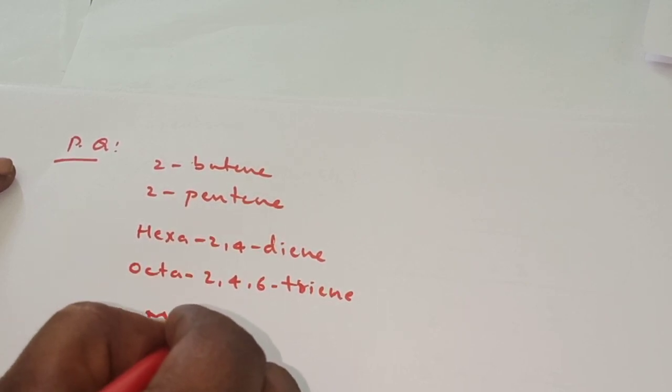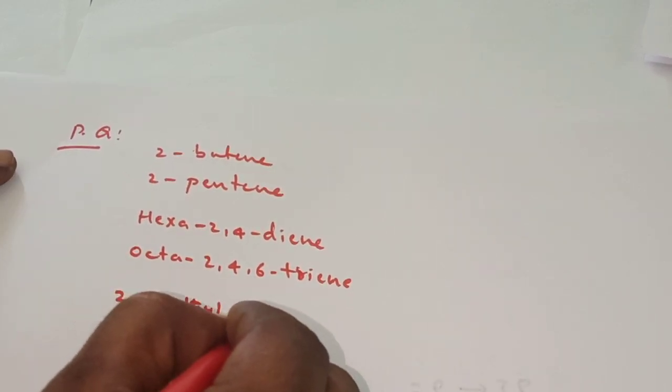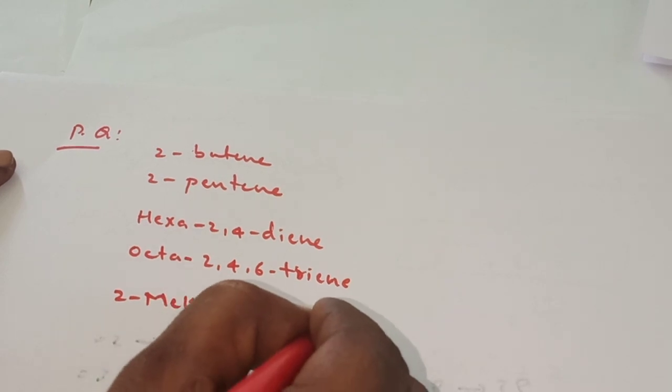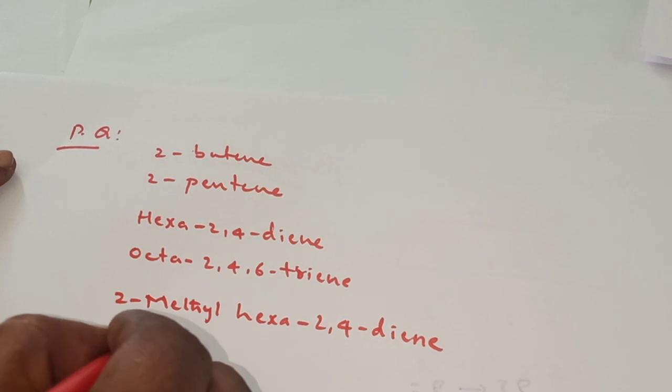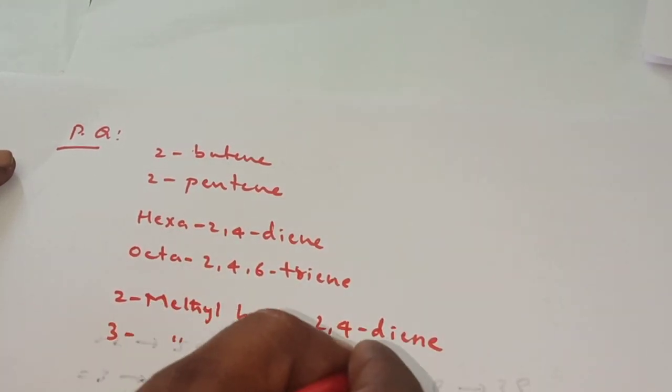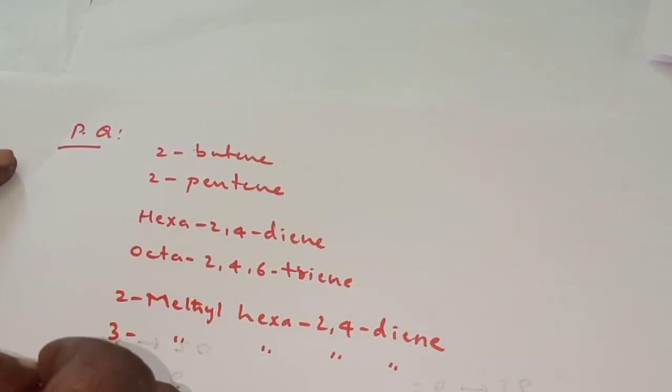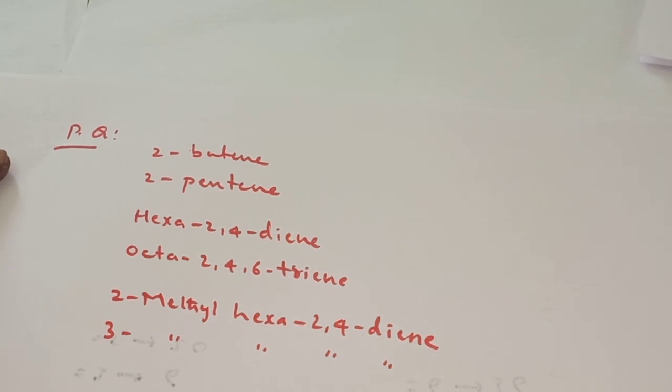Similarly, you can also go through some other examples like 2-methyl hexa-2,4-diene, and 3-methyl hexa-2,4-diene also you can take. Like this, you can take any number of examples, guys.